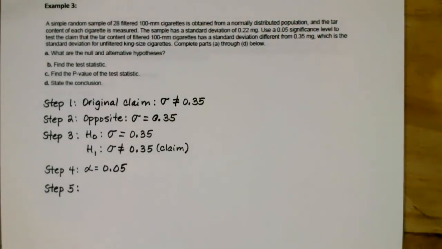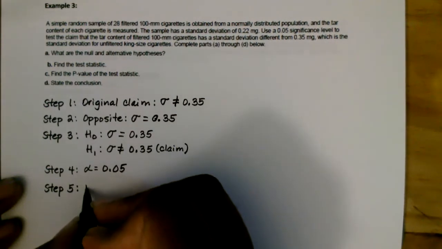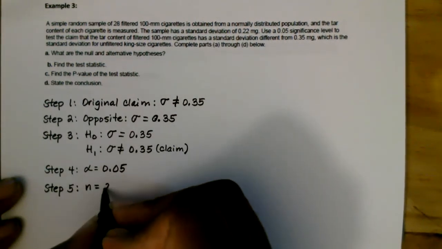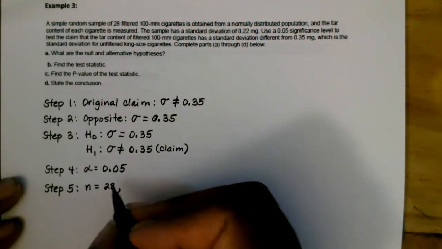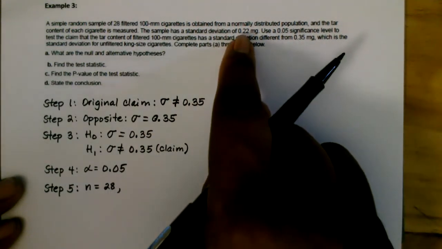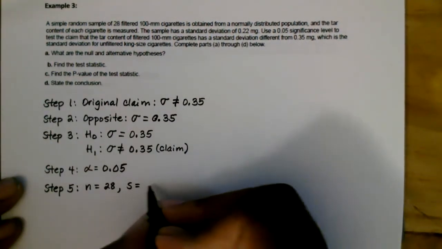And now step number 5 is calculating the test statistic. Well, we got 28 filtered 100mm cigarettes as our sample. So N is 28. And the standard deviation for that sample is 0.22. That's S.